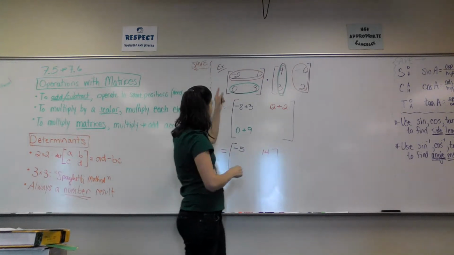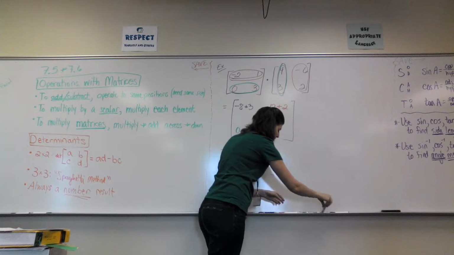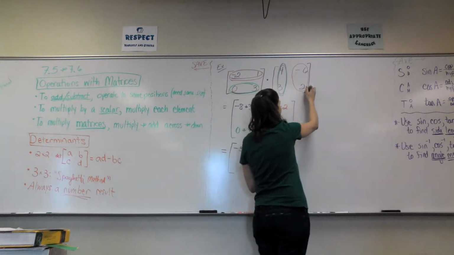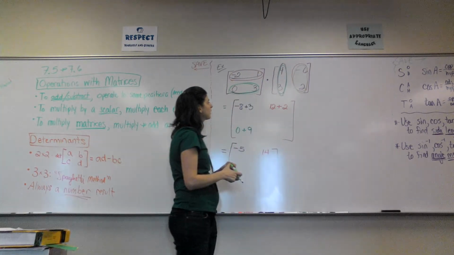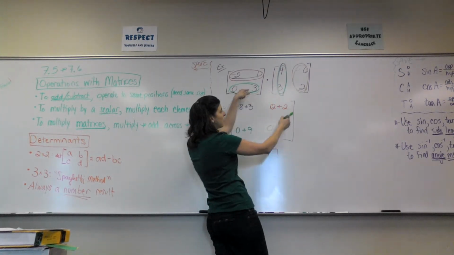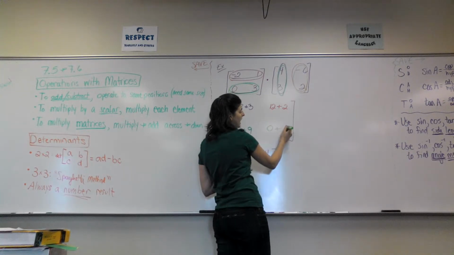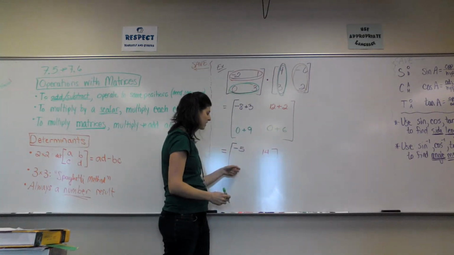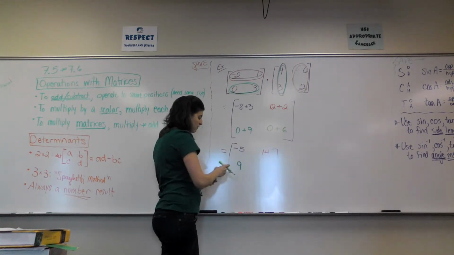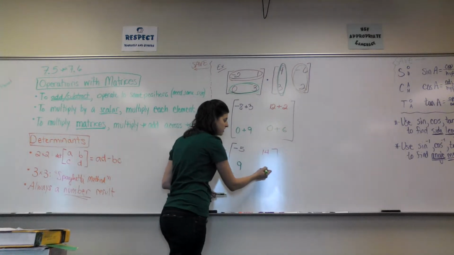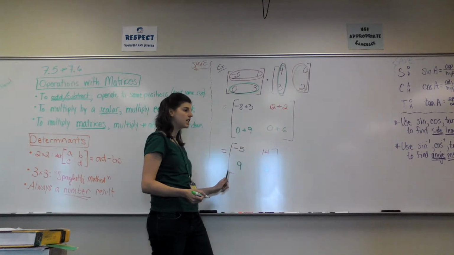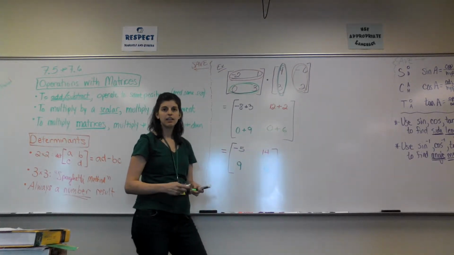All right, second row times second column. Here we go. Second row, second column. Okay, so 0 times negative 6 gives me 0, and 3 times 2 gives me 6, and I add those. Oh, I forgot to write down my, here we go. So my last row in my new matrix, my product matrix, is 9, 6. So I have negative 5, 14, 9, 6. What do you think?